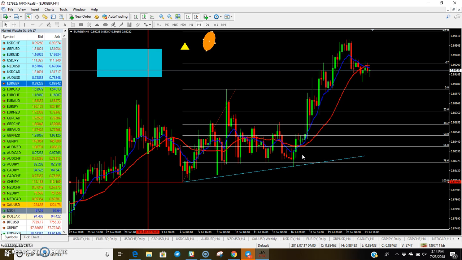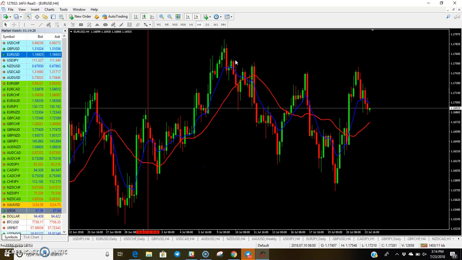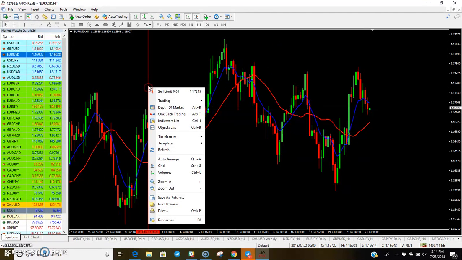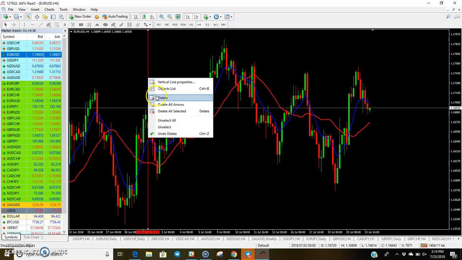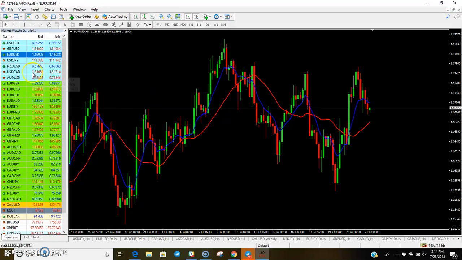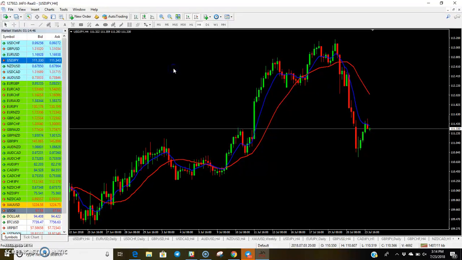Now, when you're beginning, don't get caught up on looking at every pair. I would only concentrate on two pairs. One pair would be Euro USD. This pair right here is a very good pair to trade with. The other is USD JPY, which can be pretty scary at times. But two pairs right now: USD JPY and Euro USD. If you're looking to just look at one pair, look at Euro USD.